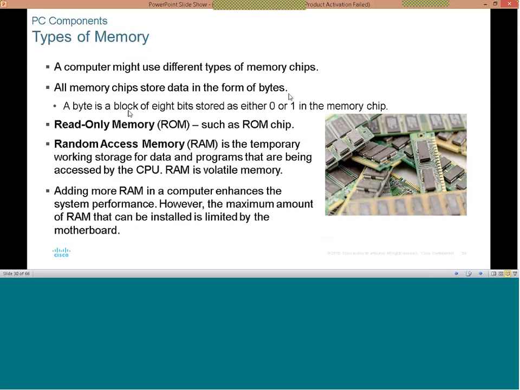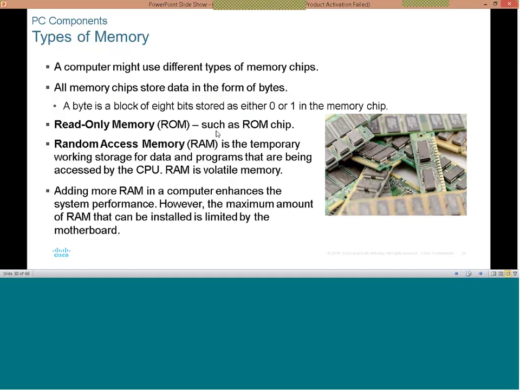So these are the types of memory we have. We have the ROM, and then we have the random access memory, which is RAM. But all memory chips store data in the form of bytes, be it the ROM, be it the RAM. But the information in the ROM is actually written by the manufacturer, so these are pre-programmed instructions from the manufacturer that tell how the system will operate.